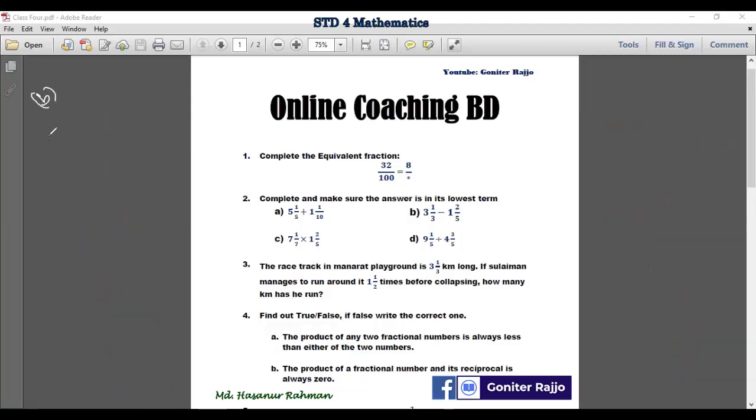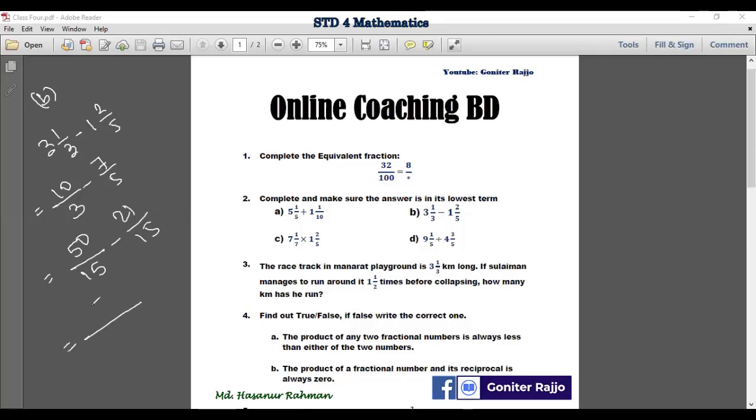Now number B. Number B says 3 whole 1 by 3 minus 1 whole 2 by 5. So how can you solve this problem? Look, 3 threes is 9 plus 1, that is 10, minus 5 ones is 5 plus 2, that is 7. Now try to find out the LCM of 3 and 5. That should be 15. 3 fives is 15, 5 tens is 50. 5 threes is 15, 3 sevens is 21.